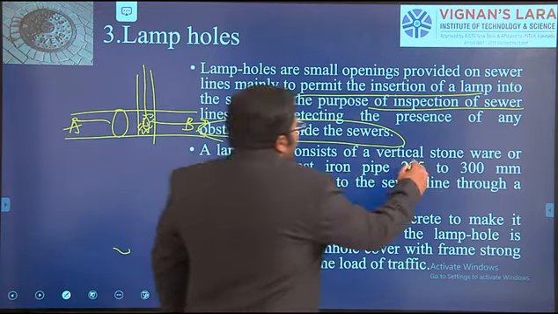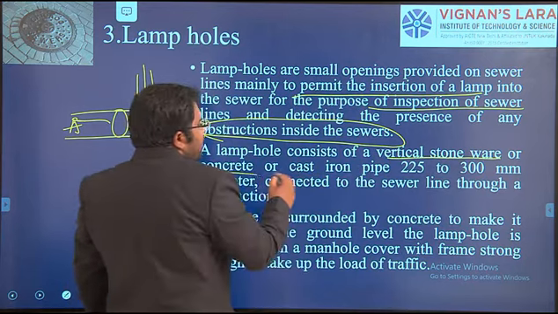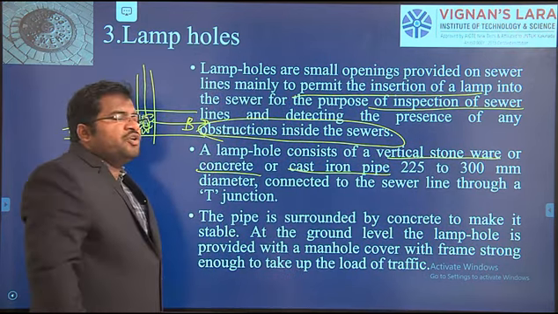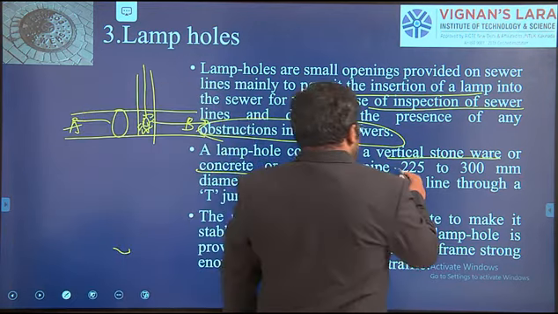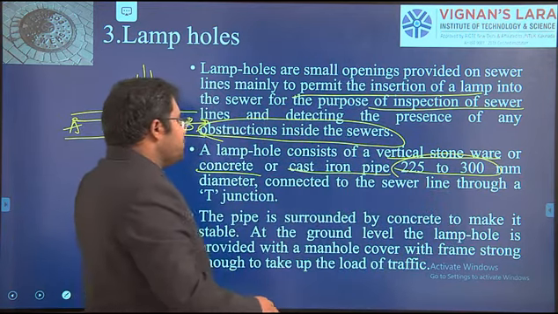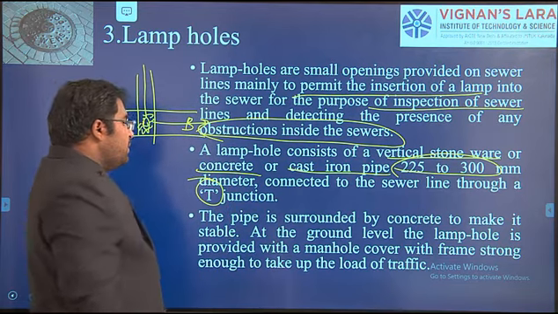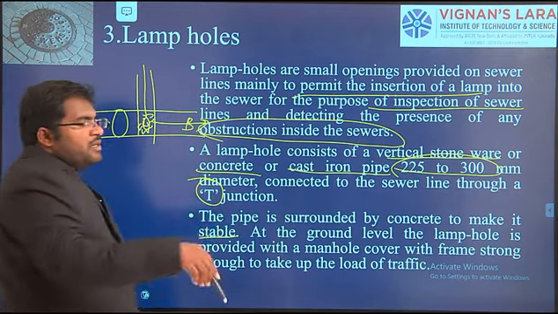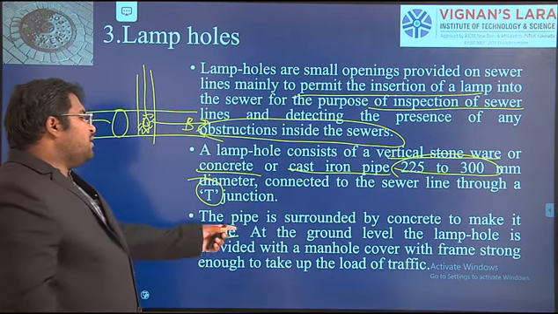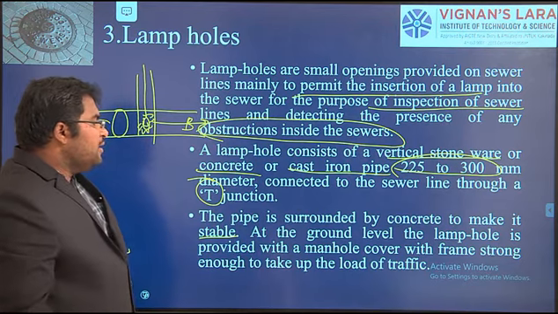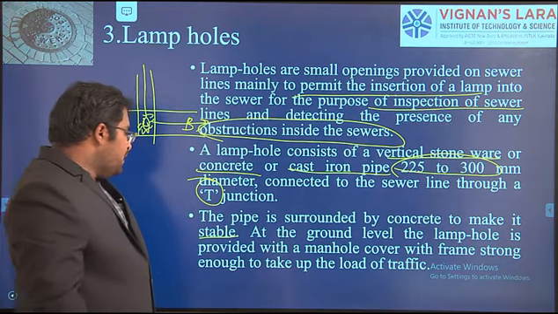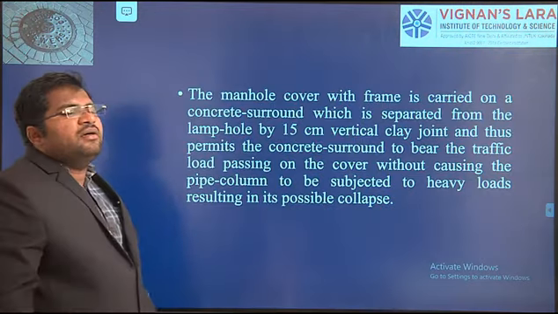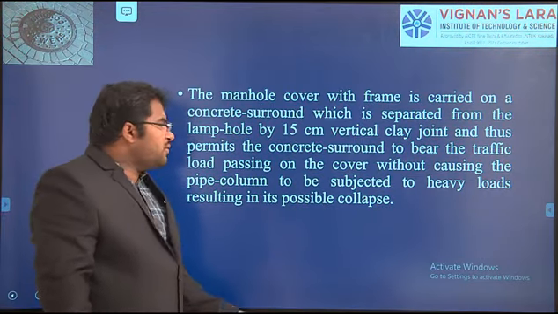A lamp hole consists of a vertical pipe. It may be stoneware, or it may be concrete, or it may be a cast iron pipe with a diameter of 225 to 300 mm connected to the sewer through a T-junction. The pipe is normally surrounded by concrete to make it stable. At the ground level, the lamp hole is provided with a manhole cover with a frame strong enough to take up the load of traffic.